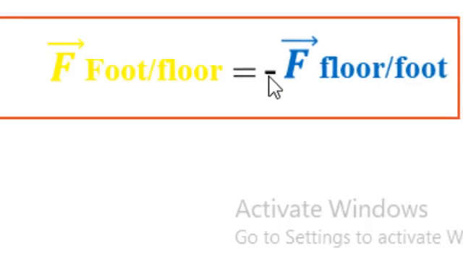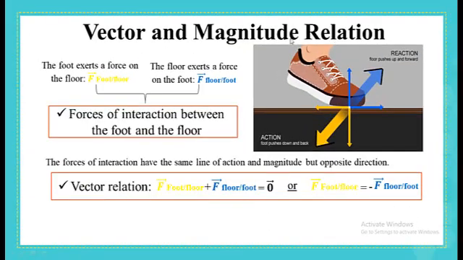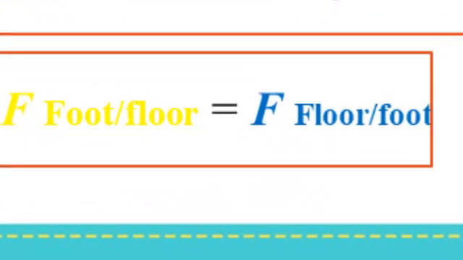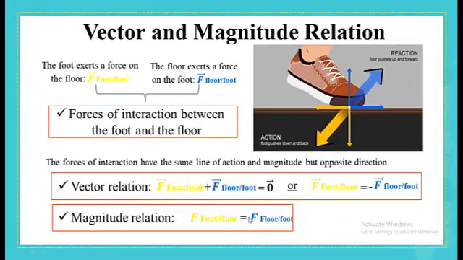And concerning the other type of relation, it is the magnitude relation. We are talking only about one characteristic. So since they have the same magnitude, we can simply write it in this way. Here we shouldn't put a vector, and there is no minus. We're not talking about direction. We are only talking about magnitudes.